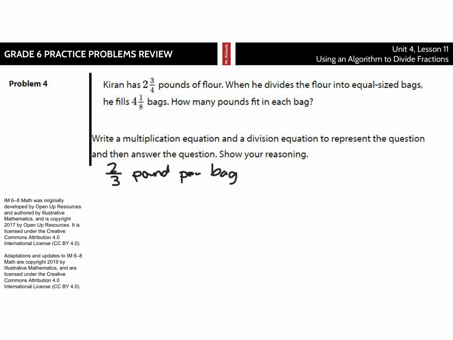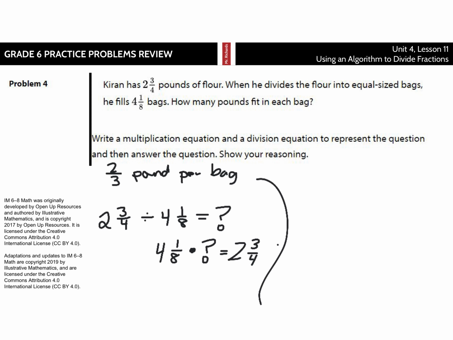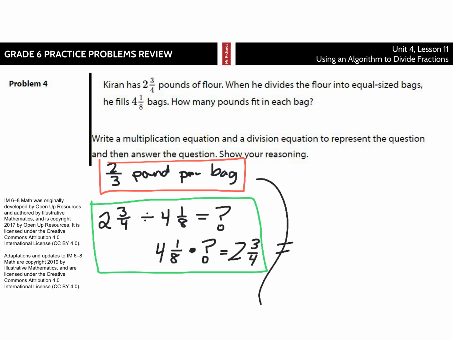And now, as we look for our reasoning, what we're doing here is we're taking our 2 3/4 and we're dividing it amongst 4 1/8 bags. And that's going to equal, well, that's what we're looking for. As for our multiplication equation, we're taking that 4 1/8, multiplying it by the pounds that fit in each bag, and that's going to be the 2 3/4 pounds of flour. And so far, we have our solution, and we have our division and multiplication equations. And now let's work to get to our actual solution.